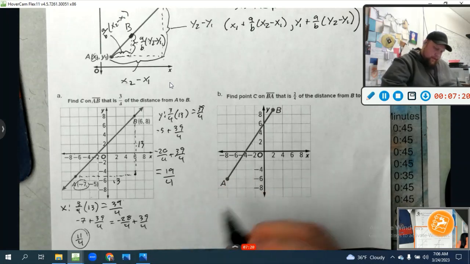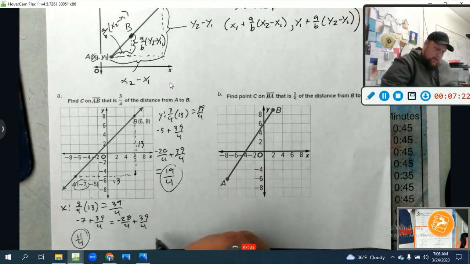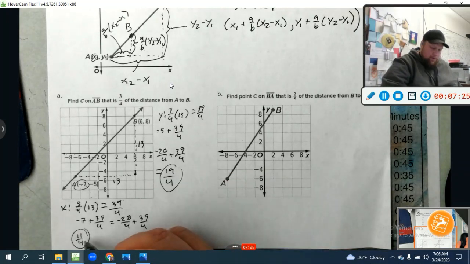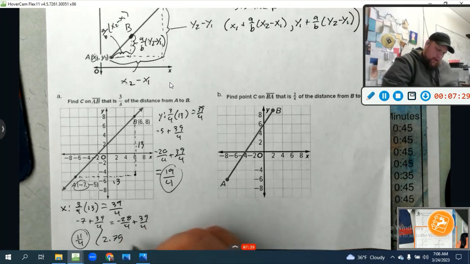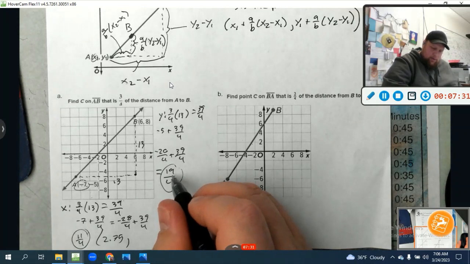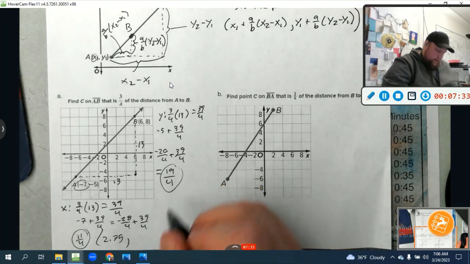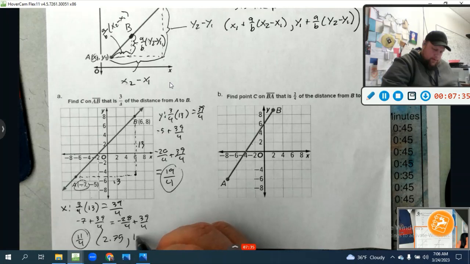19/4. And if I were to divide those out, guys, which I think this is easier in fractional form, 11/4 is what? 2.75, right, for the x. And for the y, 4 goes into there. 4 times is 16, and then 0.75 is 4.75.